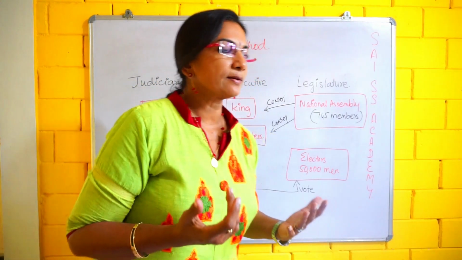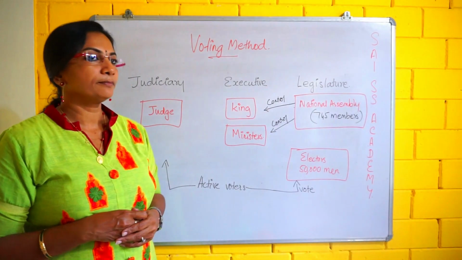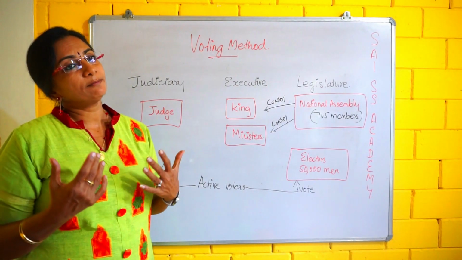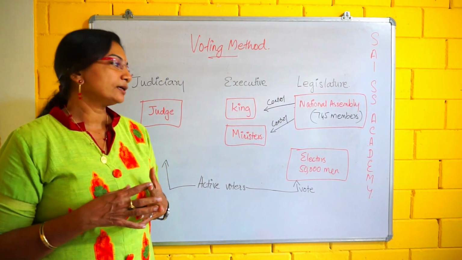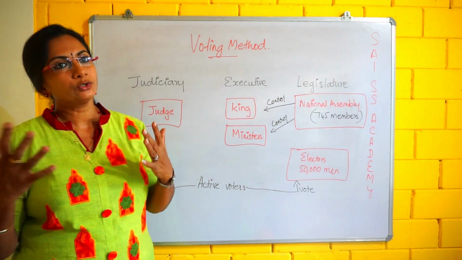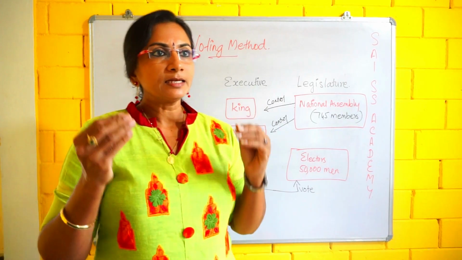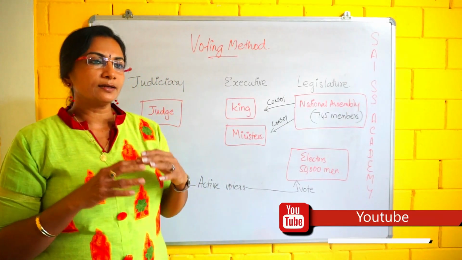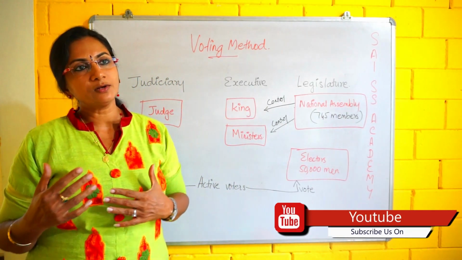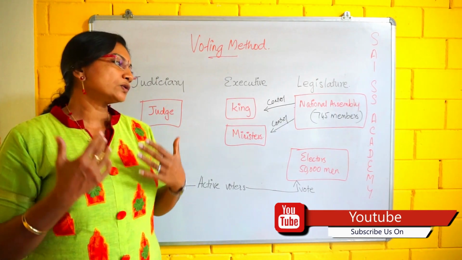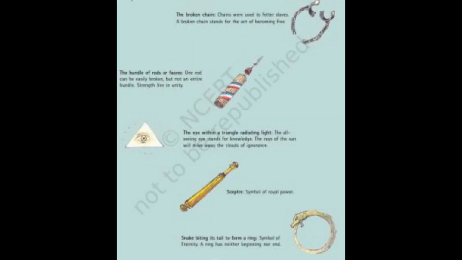Next, we have to discuss reading political symbols, because the majority of the men and women in the 18th century could not read or write. They were not able to read and write at that time. So, images were frequently used instead of printed words to communicate important ideas. So, have a look at the political symbols used at that time in France. First one is the broken chain. Chains were used to fetter slaves. That means it was a symbol of freedom.